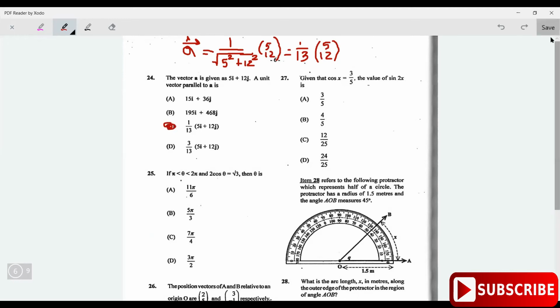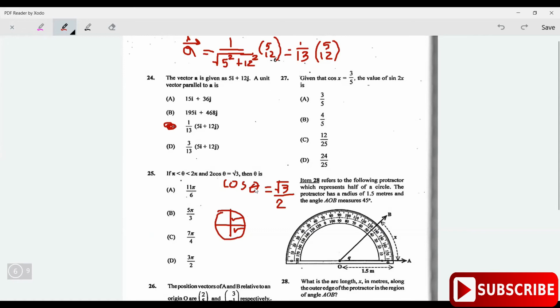Solved. All right. Now it says if theta is between pi and 2 pi, what is 2 cos theta equals root 3? Now, first thing you have to do is divide both sides by 2. Dividing both sides by 2 will give you the cos of theta is equal to root 3 over 2. If the cos of theta is equal to root 3 over 2, we have to remember that cos is positive in 2 quadrants. Cos is positive here and here.